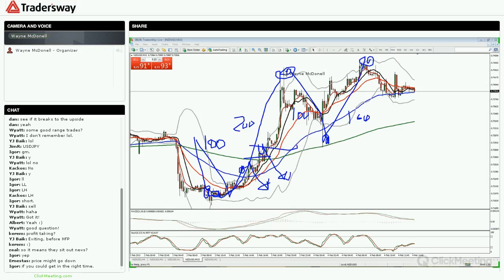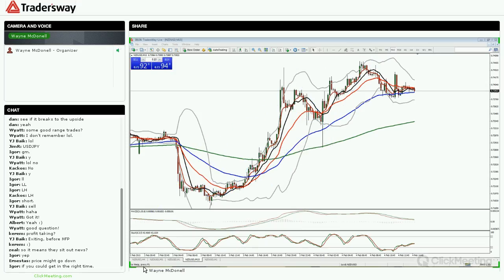Then what? It makes a new higher high. Oops, didn't mean to do that. At some point, it makes a higher high, right? What have I taught you to do once you make a higher high relative to the previous high?